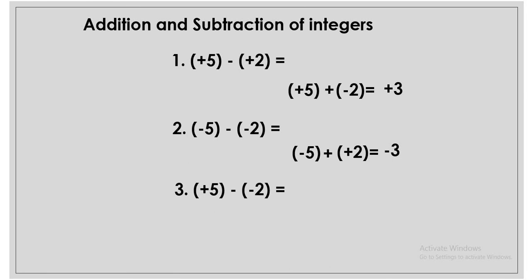Next, positive 5 minus negative 2. Positive 5, then from subtraction to addition, then from negative 2 to positive 2. Ito, madali ito, since our sign is both positive. So, positive plus positive, ibig sabihin, baon plus baon. So, magkano na lahat ng baon mo? Kung meron kang 5 pesos and 2 pesos, yes, 7 pesos.